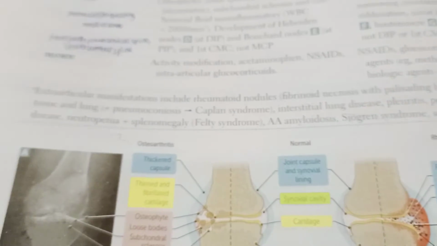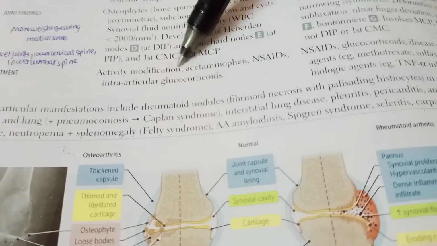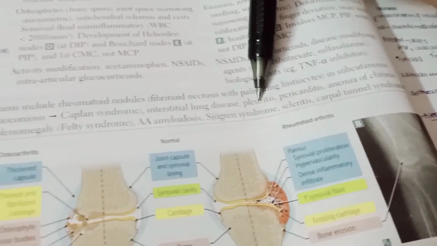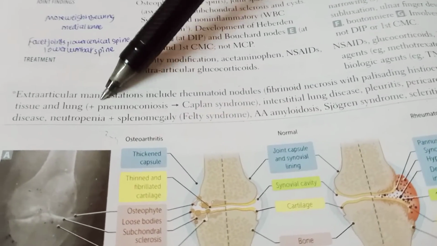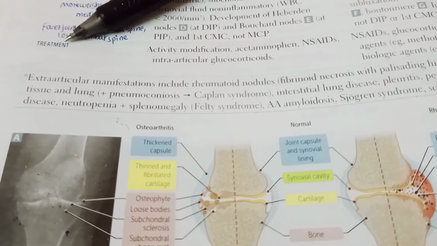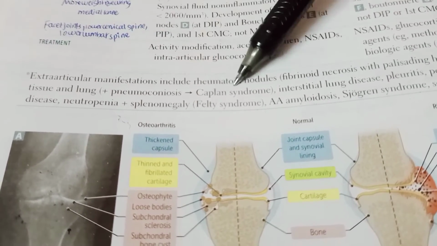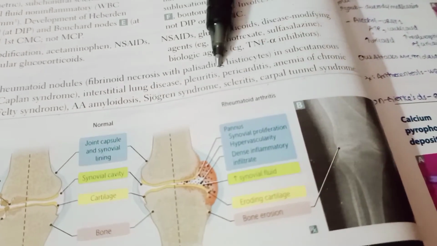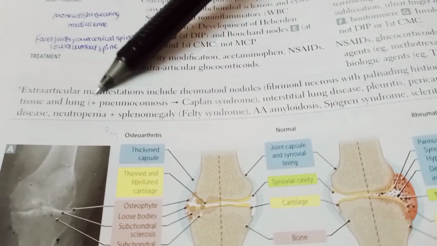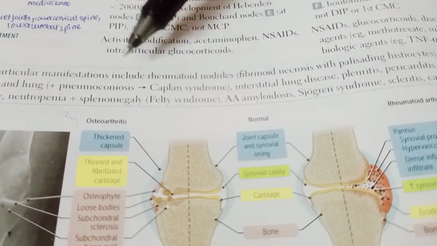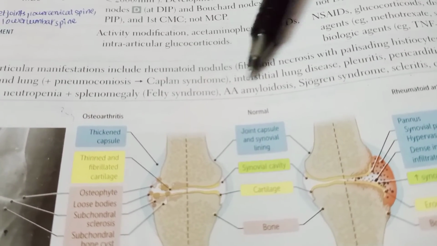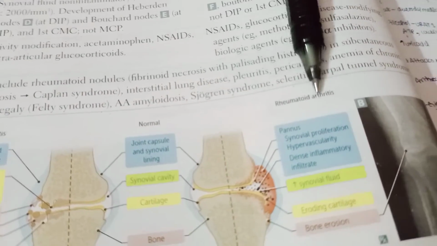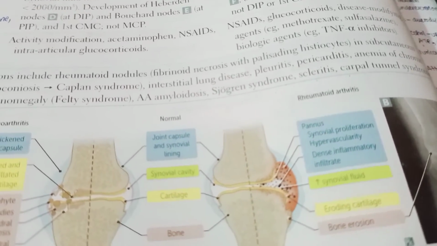And one more point here is that the extra-articular manifestations include rheumatoid nodules, with fibrinoid necrosis with palisading histiocytes in subcutaneous tissue and lungs. So sometimes if rheumatoid arthritis progresses, it can go to the lungs and cause pneumoconiosis, that is Caplan syndrome, and also lead to interstitial lung disease, pleuritis, pericarditis, anemia of chronic disease, neutropenia, and splenomegaly. Splenomegaly with neutropenia is called Felty syndrome. It may also cause amyloidosis, Sjögren syndrome, scleritis, and carpal tunnel syndrome.